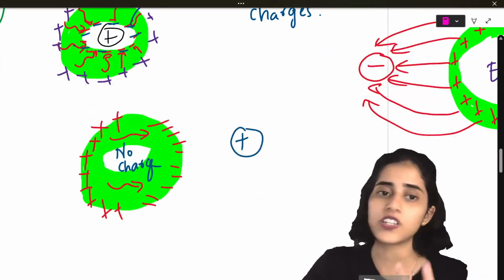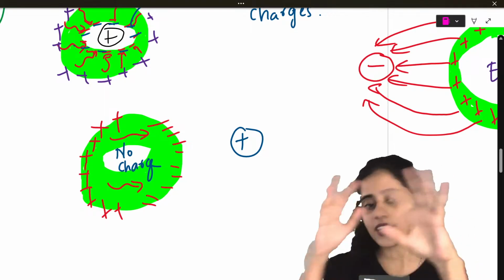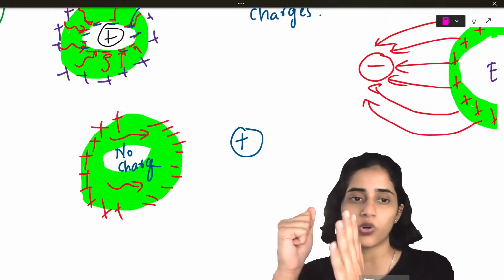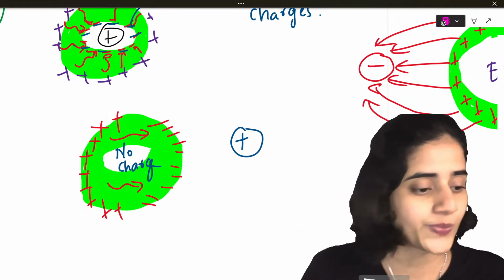Now inside if there is no charge but outside there is a charge, what happens? Suddenly charges redistribute. If this is a positive charge, all the negatives go here, positives go here. So there is a redistribution of charges.